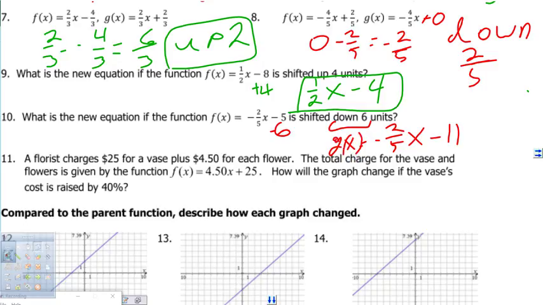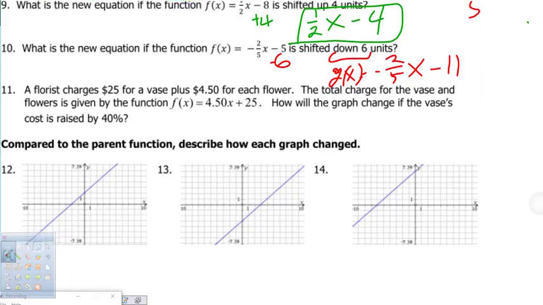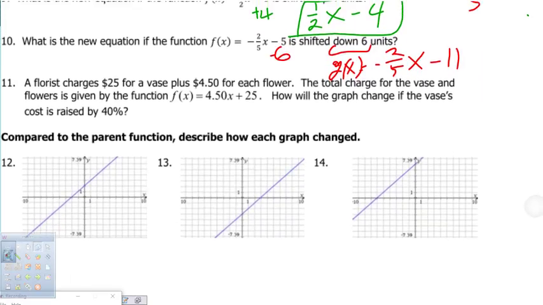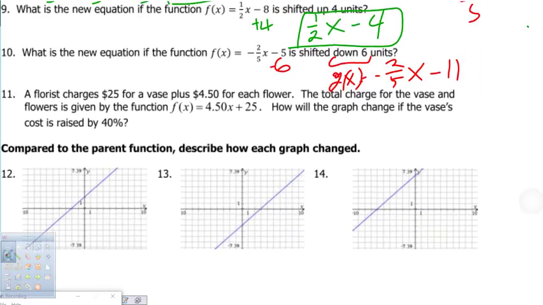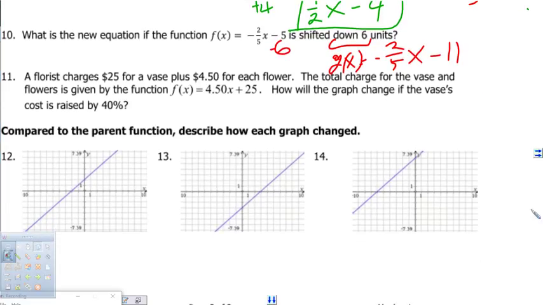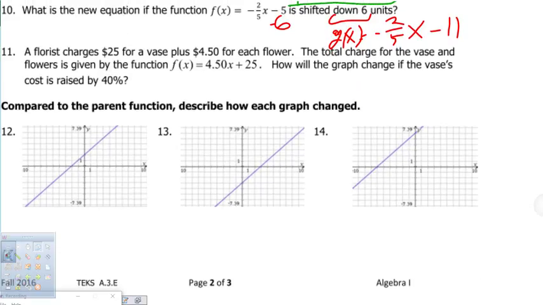Alright. A florist charges $25 for a vase, plus $4.50 for each flower. The total charge for the vase and the flowers is given by f of x equals 4.50x plus 25. Okay? How will the graph change if the vase's cost is raised by 40%? So what we're looking to do, okay, this is how much we're charging per flower, so that's going to stay the same.